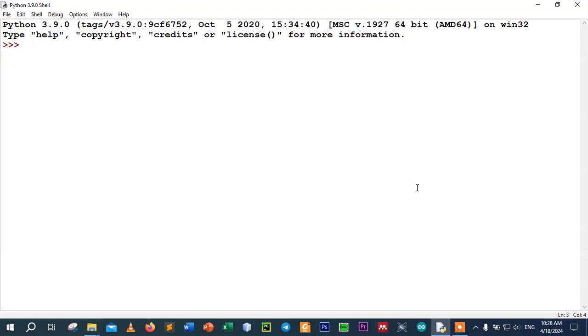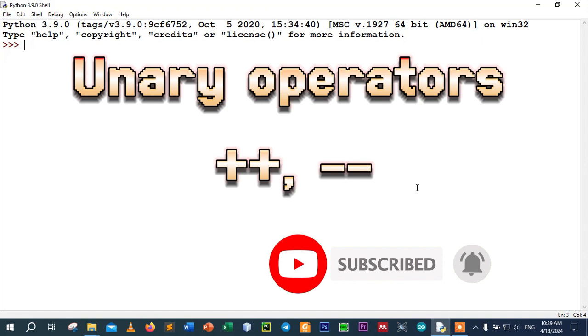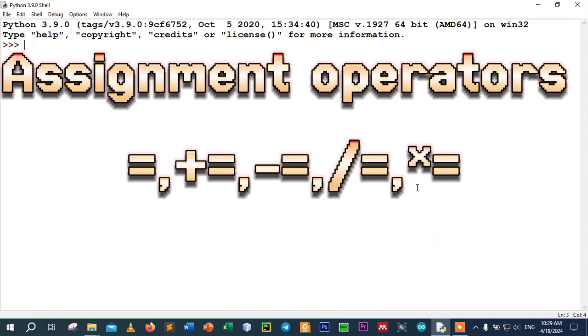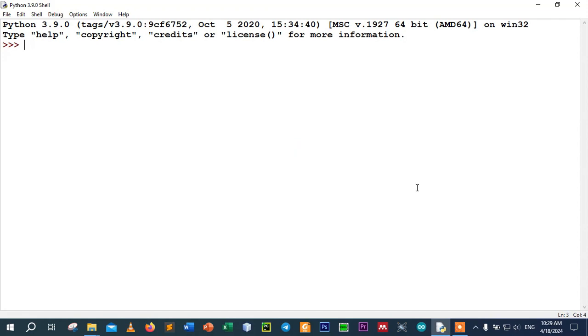Today's lesson, as I have told you, is mathematical operations. There are different mathematical operations, or operators, in Python. The common operations are division, subtraction, multiplication, and addition. These four are the common mathematical operators. We can call this type of operator arithmetic operators. There are also other operators: unary operators, assignment operators, relational operators, and logical operators. We will see them one by one.